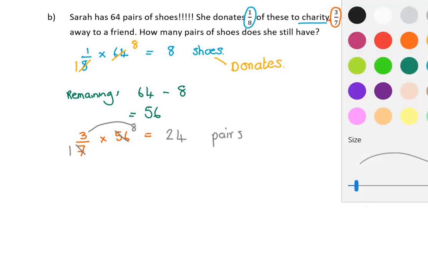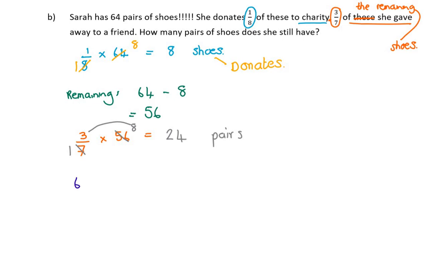How many pairs does she still have? So she had 64 pairs. She donated 8. And then she gave 24 pairs away to a friend. So if I take 64, subtract 8, subtract 24, I get that she has 32 pairs of shoes left over. So basically, she has half of them. Now again, I didn't need a bar model here, because if I just read through it and slowly but surely worked my way with the fractions, it was completely doable. So don't jump to a bar model unless you need it. Apologies for my typo there. I hope it makes sense.